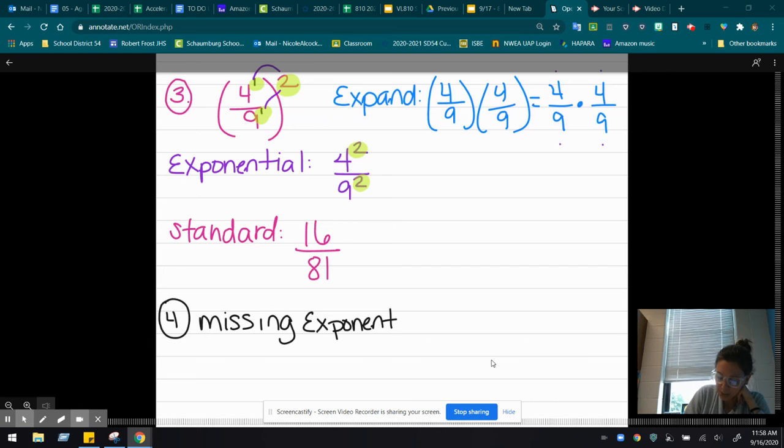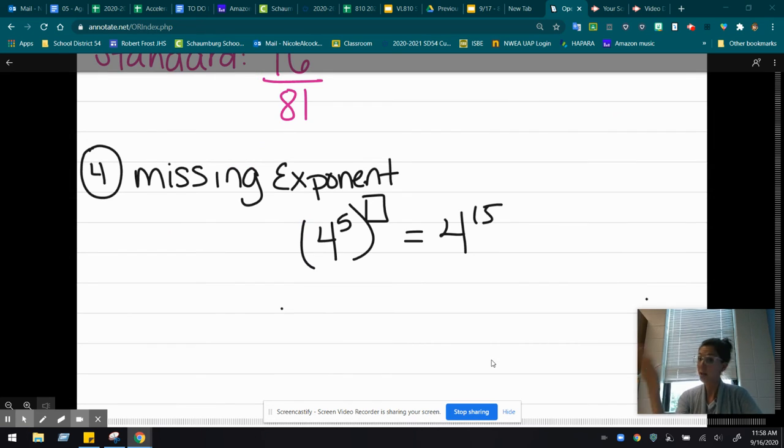So finding the missing exponent, we'll do this real quick because my meeting is starting in 2 minutes, as you heard on the announcements. I want to fill in that missing box to make it true. So 4 to the 5th power to the something power is equal to 4 to the 15th. Well, and if we remember, power to power means multiply. So I'm thinking, what could go into that box that would equal 15?